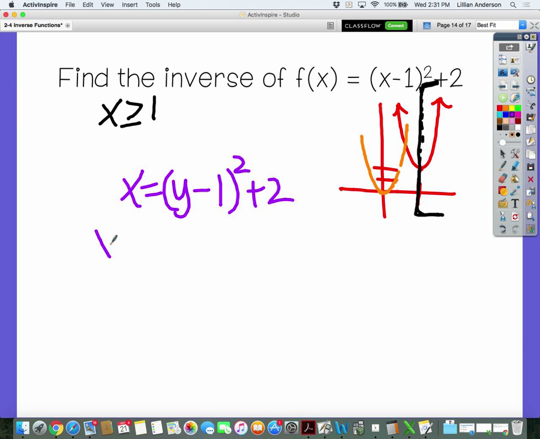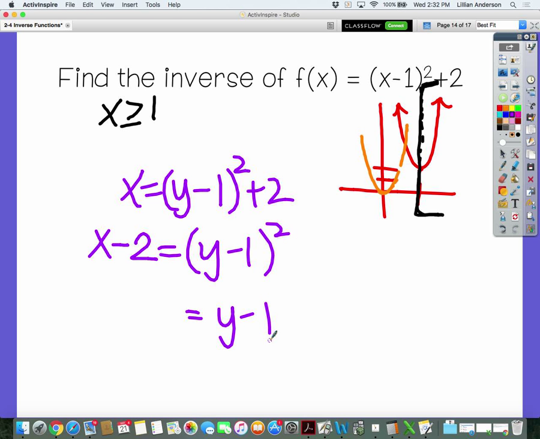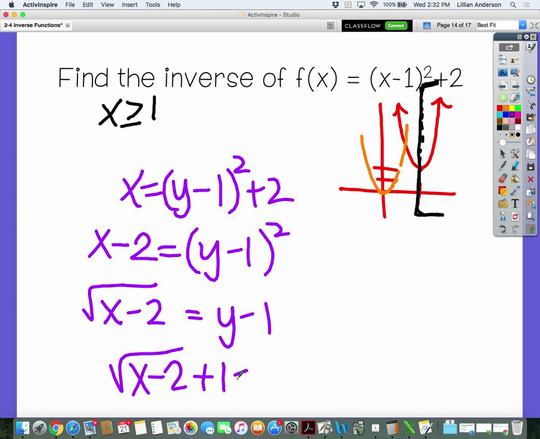and solving for y. First thing we need to do is subtract 2 and then square root. Now I know a lot of you guys forget that when you take the square root in an equation, you always need to remember a little symbol, plus or minus. But because we restrict the domain, we're only looking at the positive values. Okay? Add 1, and yes, we would have what you said.